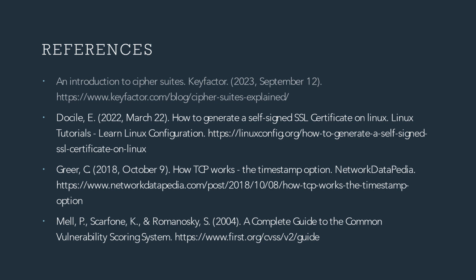This is how TCP works. This was for the one on, I believe, my Linux server that wasn't as strong. That is how you actually get rid of the TCP timestamps and change them to where it's secure now. And then the last one is a complete guide to the common vulnerability scoring system, the CVSS that I mentioned prior. That is the website that explains in depth how you're supposed to read and interpret the results that they give you.